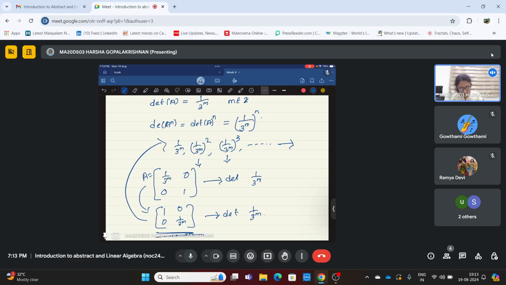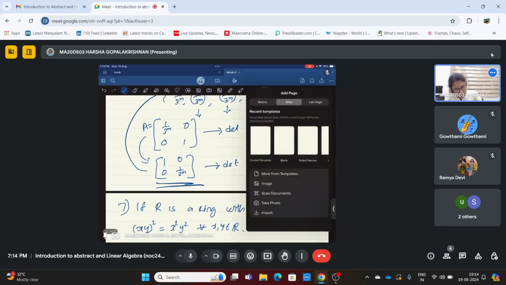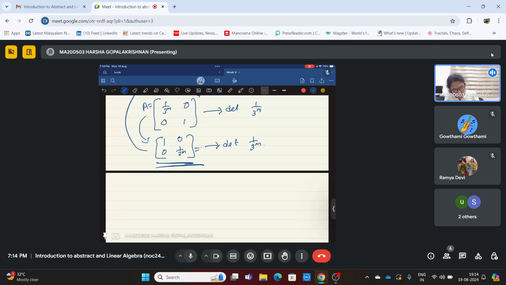Okay, in the generator of a, if this is a and this is b, the generator of a does not contain b, correct? What are all the elements of the generator of a? It has determinant 1 by 3 power n. That 1 by 3 power n corresponds to the a element. Then 1 by 3 power n square, that is decreasing, decreasing, decreasing. Again, we are not going to get the 1 by 3 power m. So b is not contained in the generator of a.